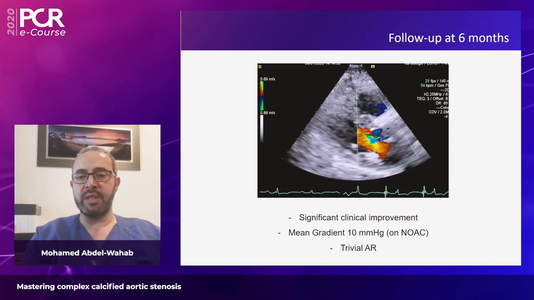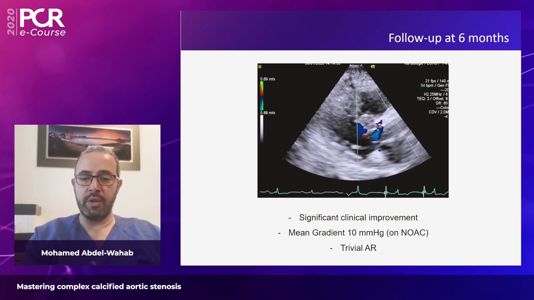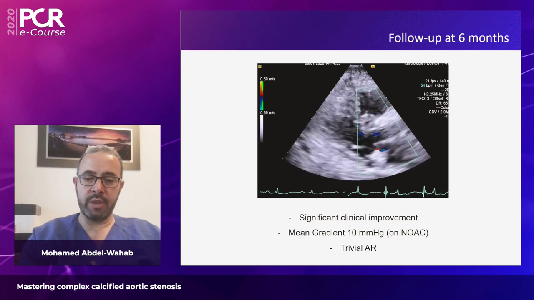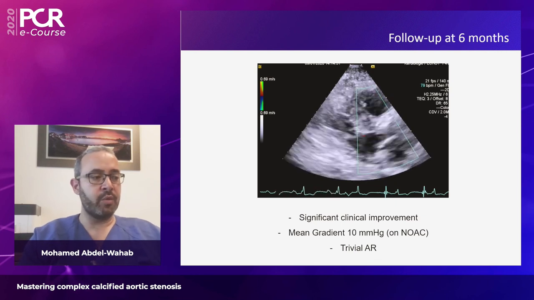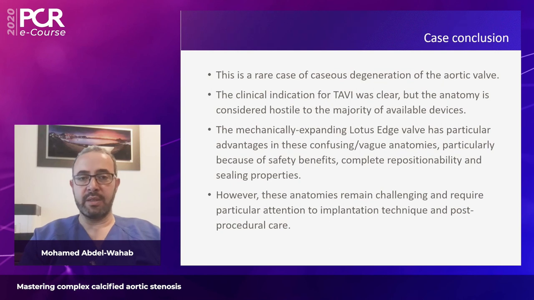And we have very recently seen this patient after 6 months. He had significant clinical improvement. His mean gradient was reduced to 10 on a direct oral anticoagulant, a NOAC or DOAC, and he was doing fine. So my last slide would summarize this case, and then we can discuss again.